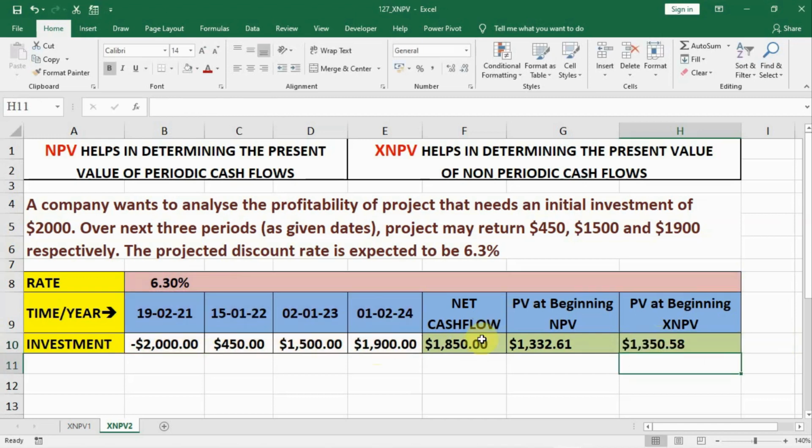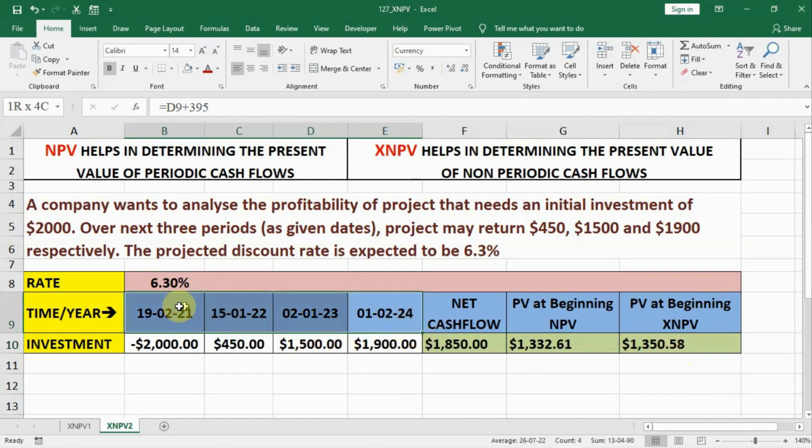enter. Now you see there is a slight difference between NPV and XNPV. In the NPV it is 1332, whereas here there is a difference of about 18, at 1350. So XNPV calculates on a day-to-day basis.